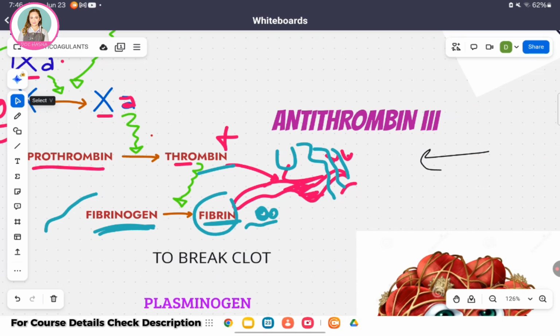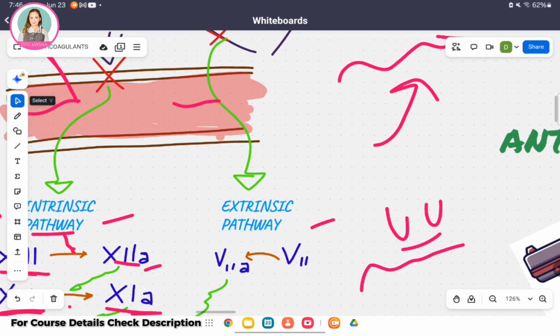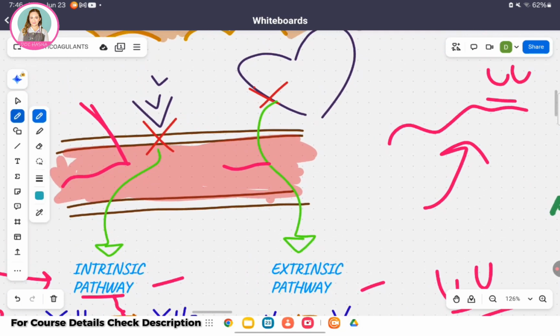Now let's talk about the extrinsic pathway. What happens if the heart or some random tissue breaks? Who activates the clotting factors in that case? It's the tissue factor. When the tissue breaks or gets damaged, it releases what we call a tissue factor. When the tissue factor is detected in blood, this is detected by Mr.